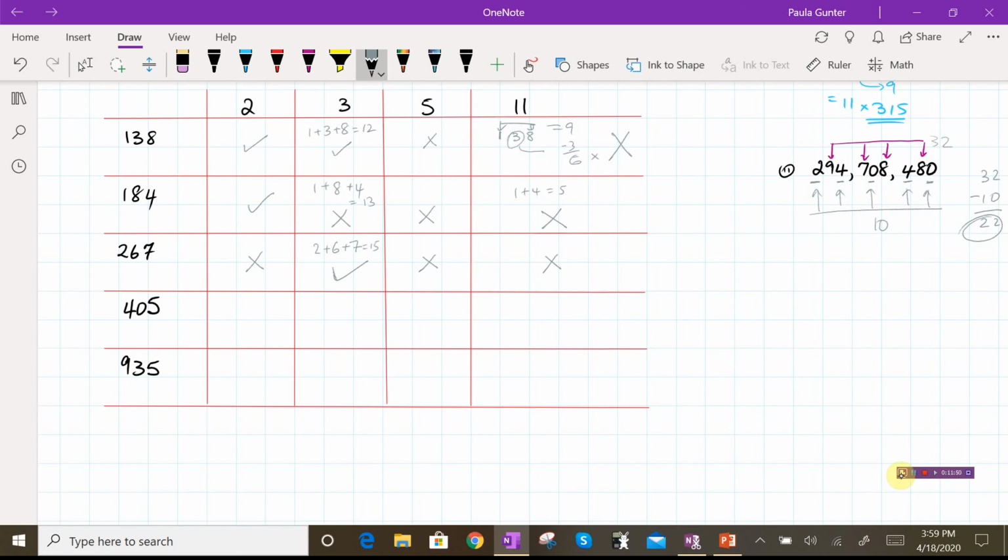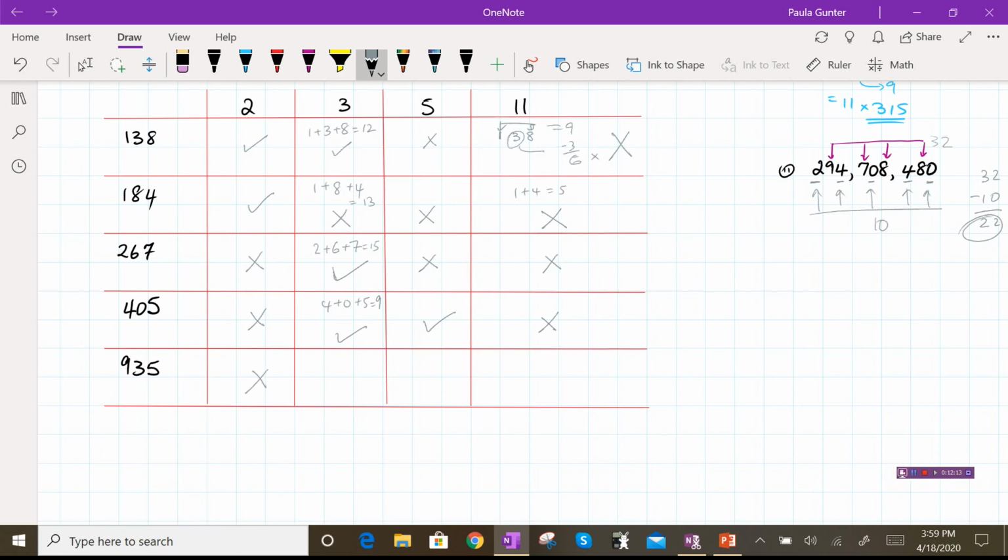If we continue, this is an odd number. 4 plus 0 plus 5, when we sum the digits, is 9. So 405 will be divisible by 3. It will also be divisible by 5 because it ends with a 5, and it does not work for 11.